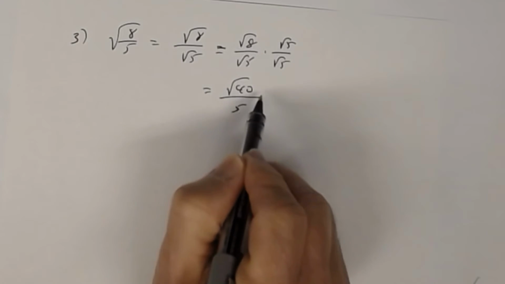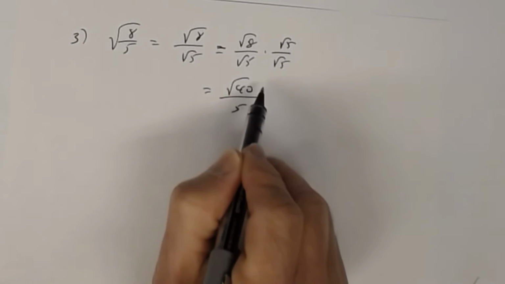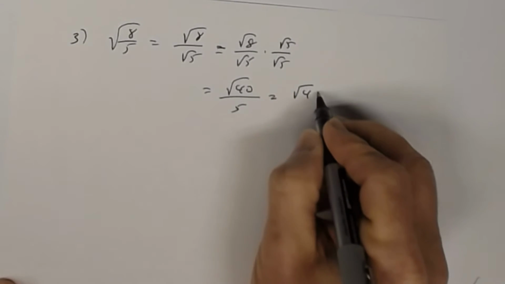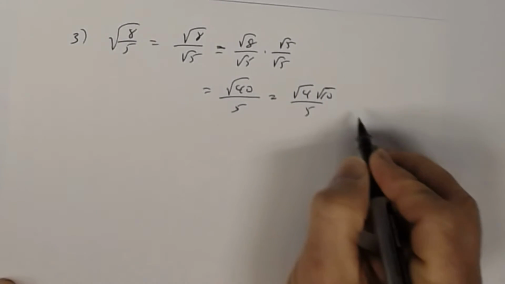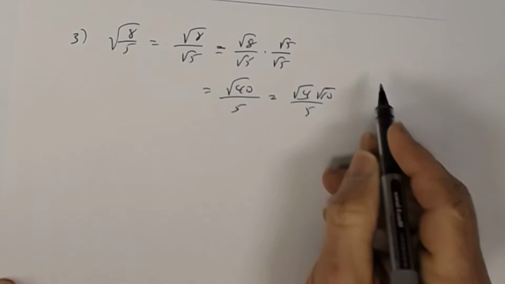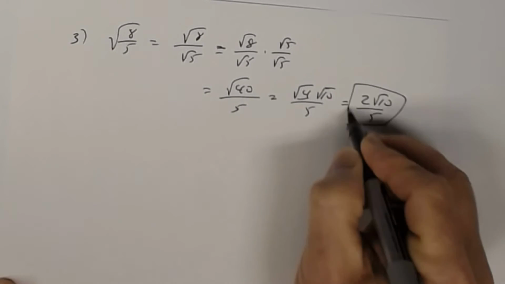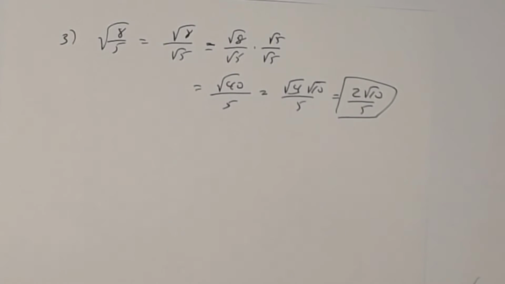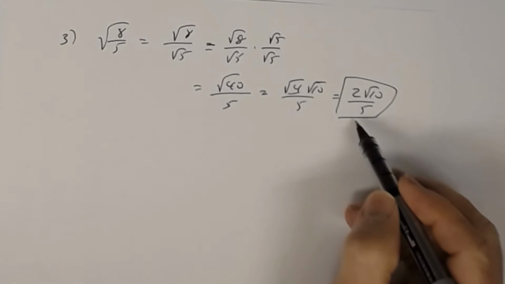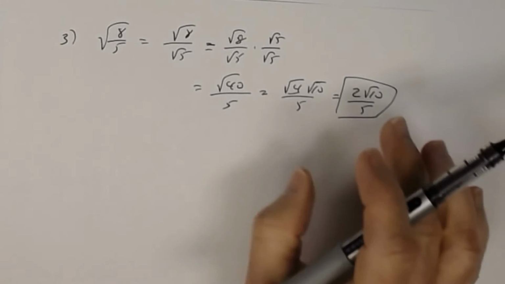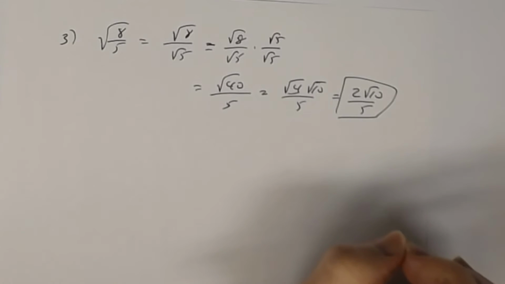And so 40, the largest perfect square that goes into 40 is 4. So this becomes the square root of 4 times the square root of 10 divided by 5. And the square root of 4 is 2. So your answer is 2 square root of 10 divided by 5. Okay? All right. So rationalize the denominator. My final answer, my denominator is a rational number, and I've simplified any radicals that are present.